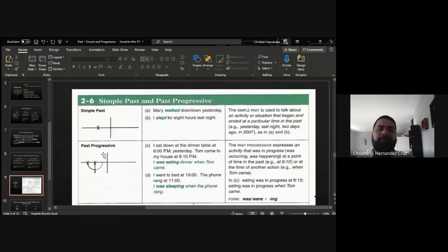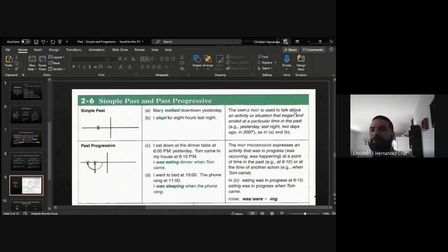Versus in the past progressive, of course, when we take a left of present, we see an event was happening when another event occurred. And then, of course, they might have already continued on into the future a little bit, but that is already in the past, all of it.